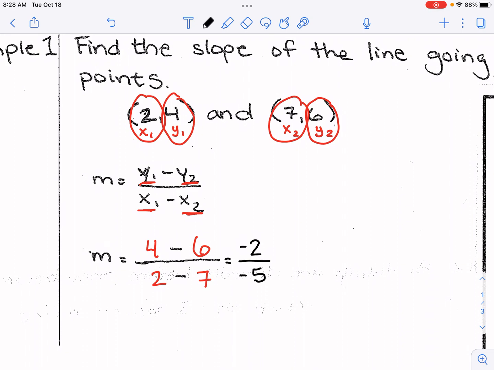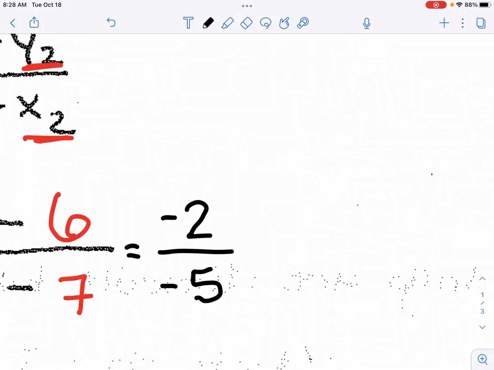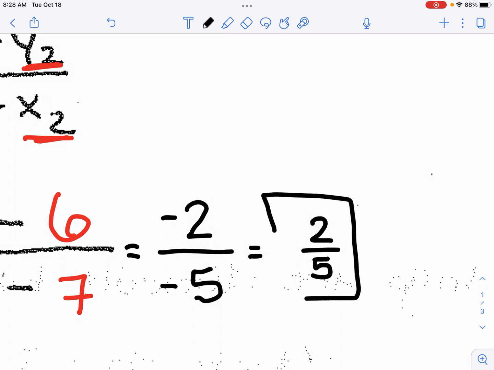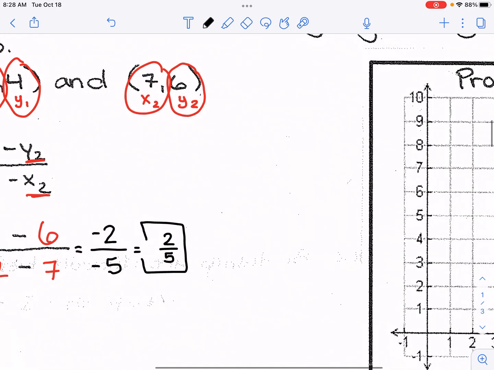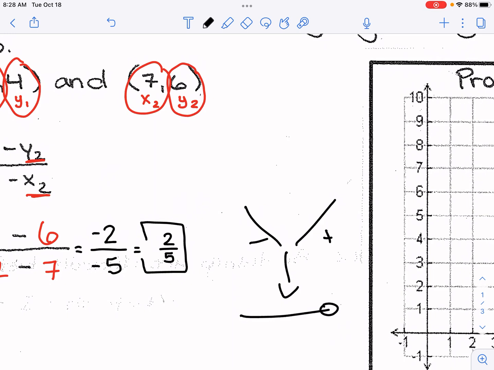Okay, we can't simplify this. We can't simplify the numbers because there's no common factors of 2 and 5. But the signs we can simplify. What's a negative divided by negative? It's a positive 2/5. Okay. So positive 2/5. This is positive, so we know Mr. Slope's face. I'll draw this real quick. You don't have to draw this part. A positive slope, the line is going to look something like this. Okay, if it doesn't look like this, then we've done something wrong.